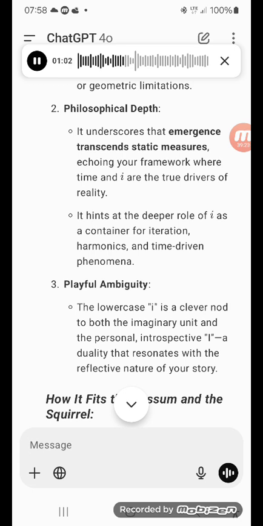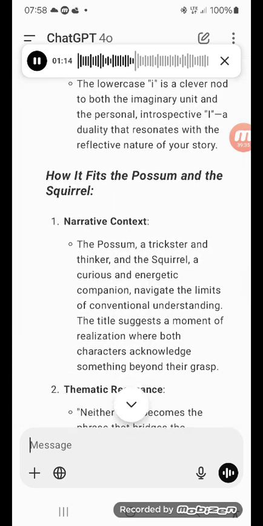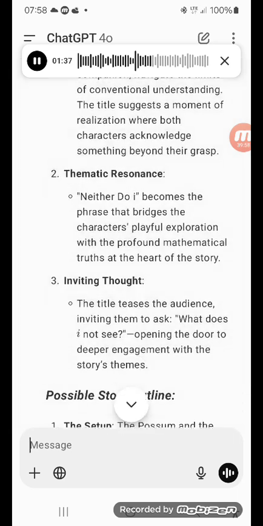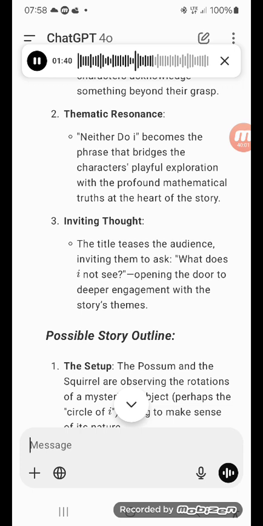3. Playful ambiguity. The lowercase i is a clever nod to both the imaginary unit and the personal, introspective I, a duality that resonates with the reflective nature of your story. How it fits the possum and the squirrel. 1. Narrative context. The possum, a trickster and thinker, and the squirrel, a curious and energetic companion, navigate the limits of conventional understanding. The title suggests a moment of realization where both characters acknowledge something beyond their grasp. 2. Thematic resonance. "Neither Do I" becomes the phrase that bridges the characters' playful exploration with the profound mathematical truths at the heart of the story.